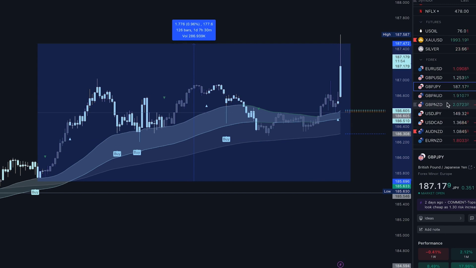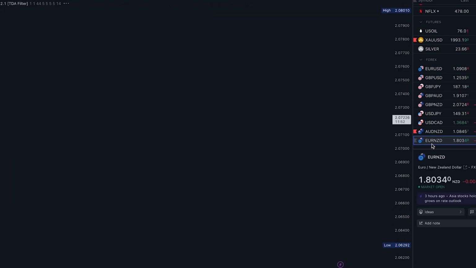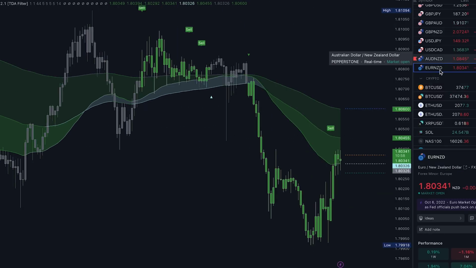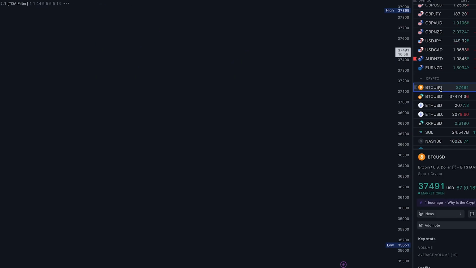Let's choose another random chart. We're going to go with Euro NZD. And here, another beautiful example of not needing to change your settings per chart. Let's go ahead and this time choose a crypto chart.